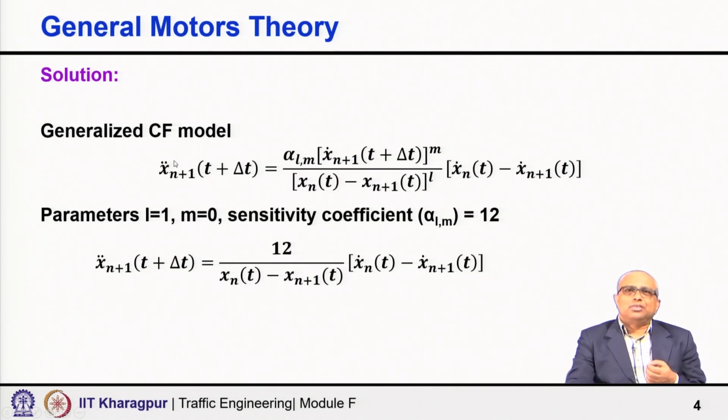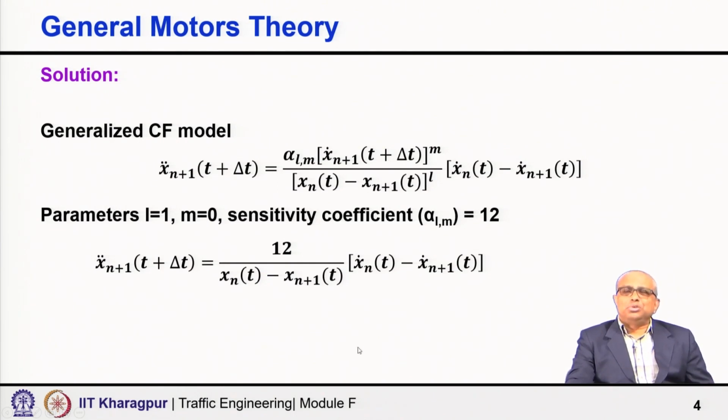Now, remember that at time t, the response we are trying to model is after time delta t, which is the reaction time. This is very important. So, the simplified form of this generalized model, given the coefficient values, indicates that it is actually a third generation model. So, I have written it.